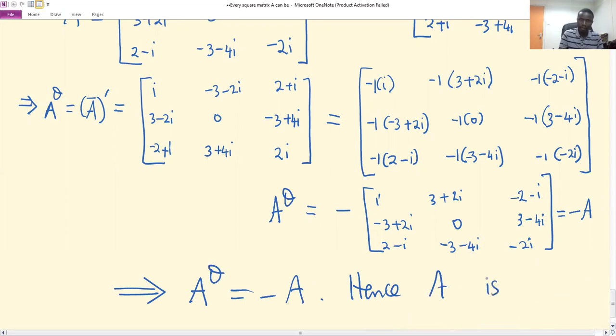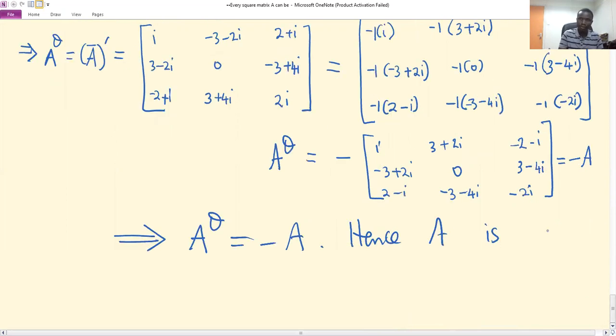hence A is a skew Hermitian matrix. So that's how we prove that a given matrix is Hermitian or skew Hermitian.